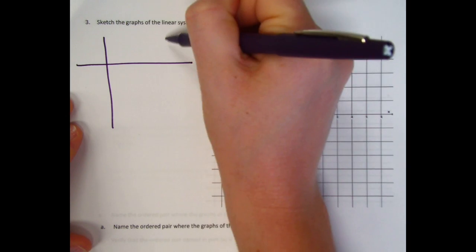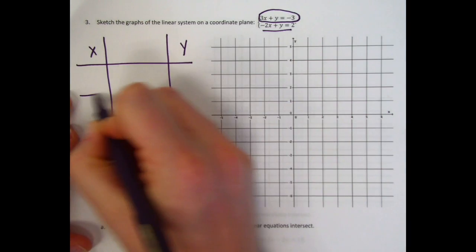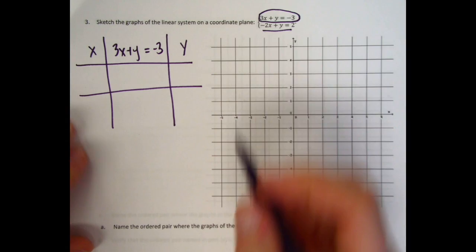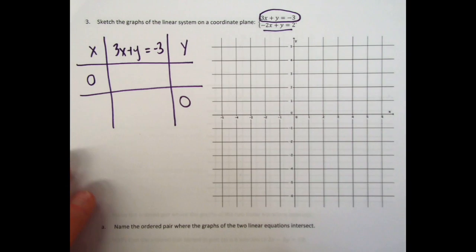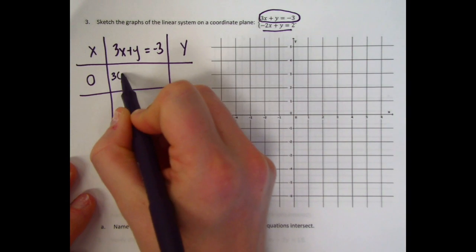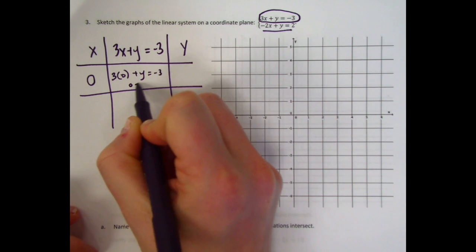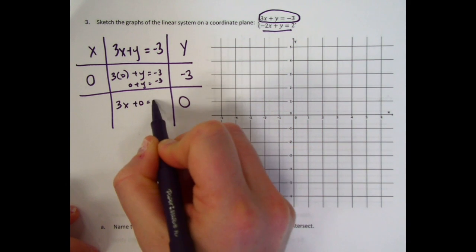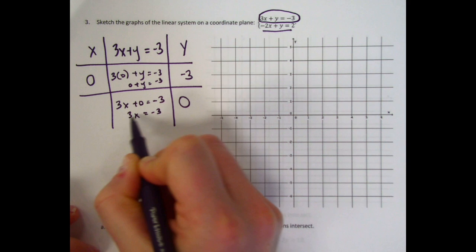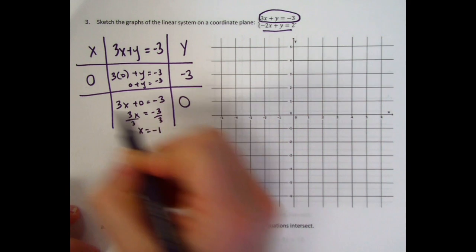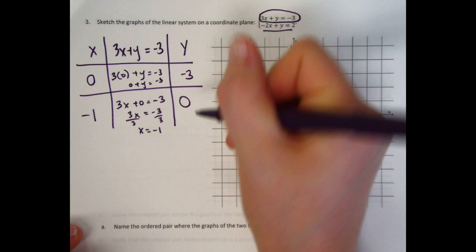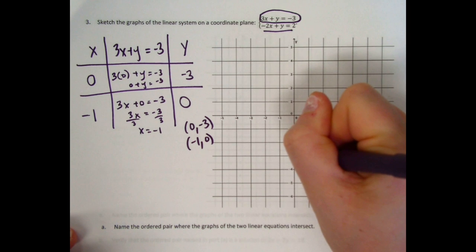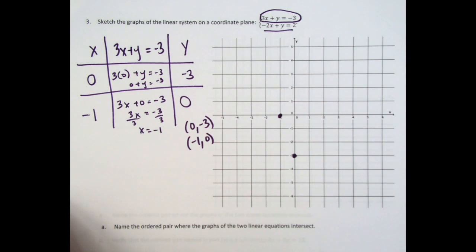So, the first one, x, y, 3x plus y equals negative 3. I'm going to use my intercepts to find 2 points. I get 3 times 0 plus y equals negative 3. 0 plus y equals negative 3. And secondly, 3x plus 0 equals negative 3. 3x equals negative 3, divide by 3. And I get x equals negative 1. I'm going to graph those 2 points, 0, negative 3, and negative 1, 0. Get my straight edge, make my line.